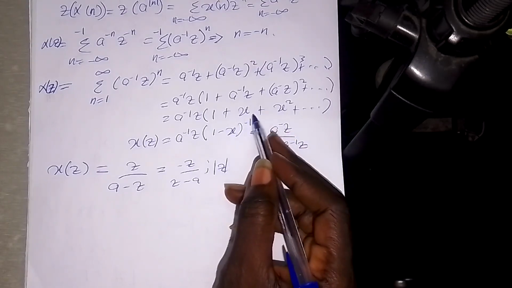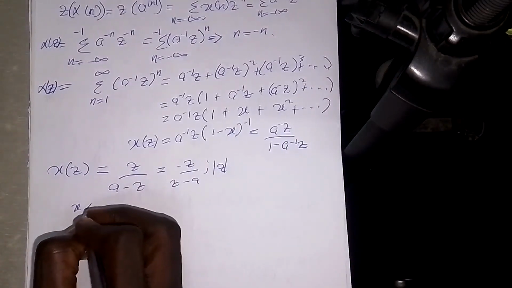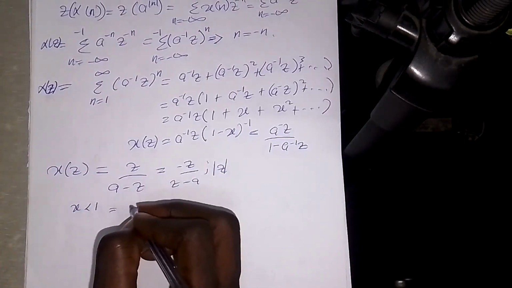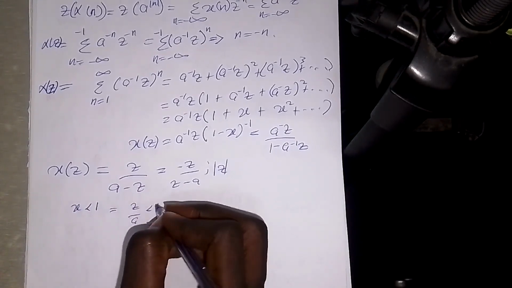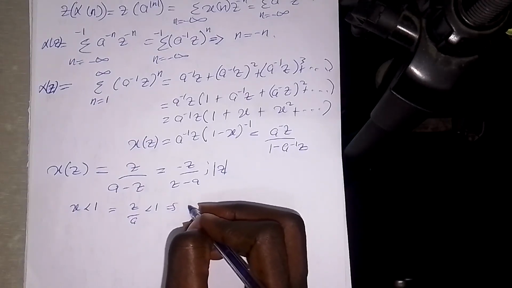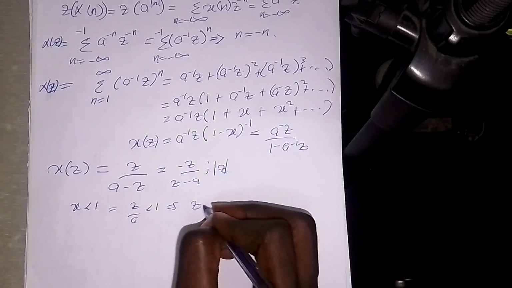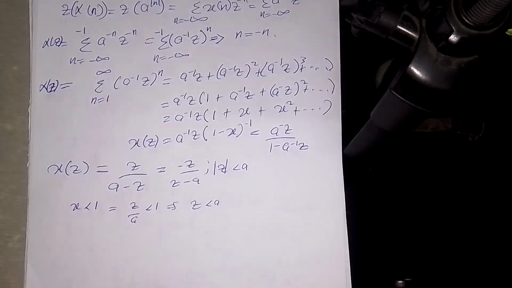If |x| should be less than 1, then what it means is that |a/z| should be less than 1. So a should go here, and z should be less than a. All right, so that's what I can say here.